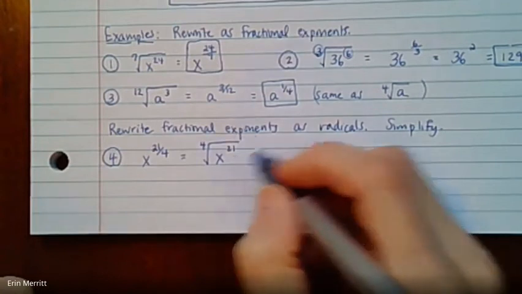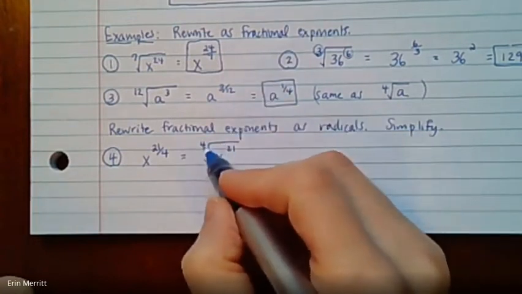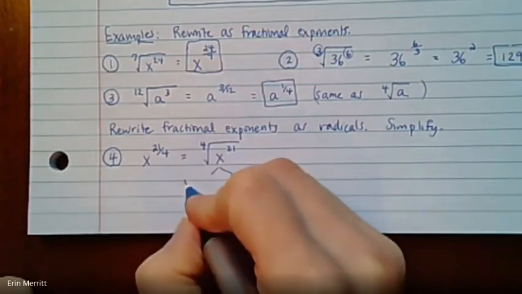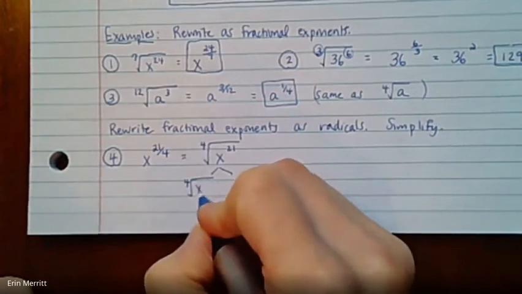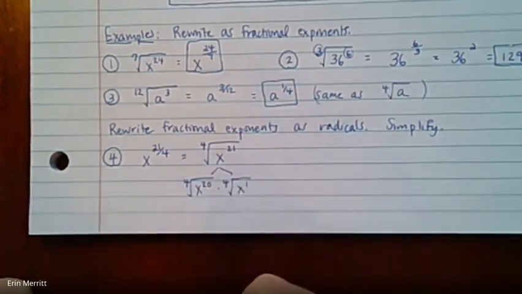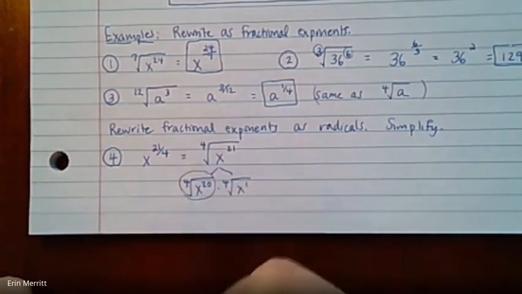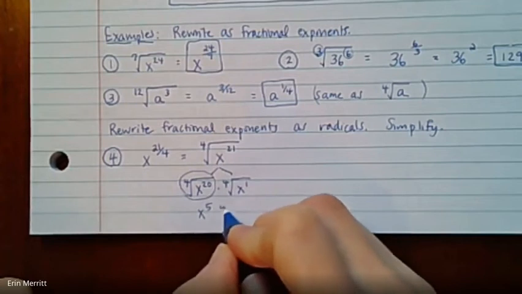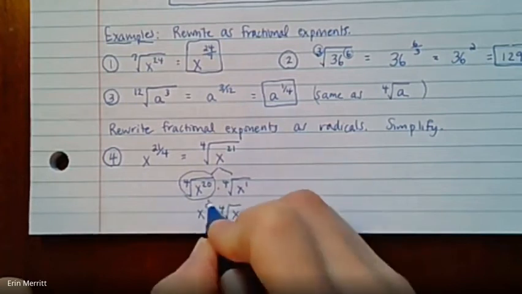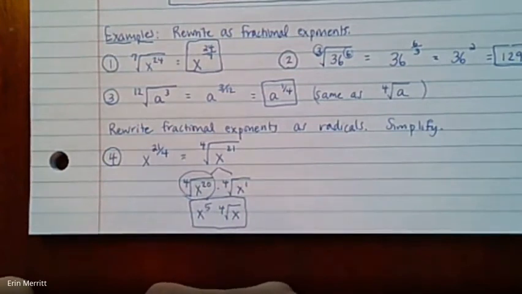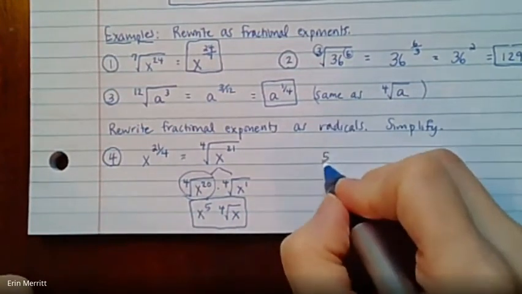For it to be a perfect fourth, this number needs to be a multiple of 4. And it's not, but I could break it up. So I could make it the 4th root of x to the 20th power, and then times the 4th root of x to the 1st. Here, this is nice and perfect because 20 divided by 4 would be x to the 5th, and then I'd be stuck with this guy. So that would be it in simplest radical form. All right, let's do one last one like that, and then we'll call it quits.